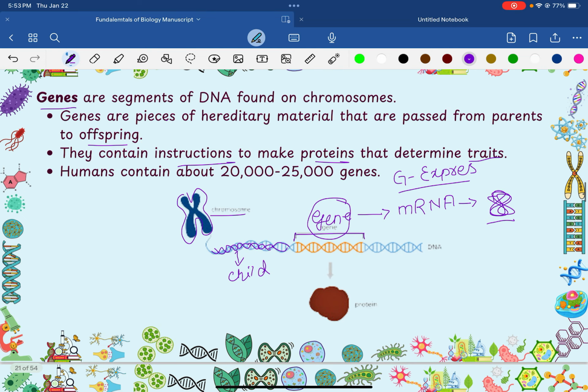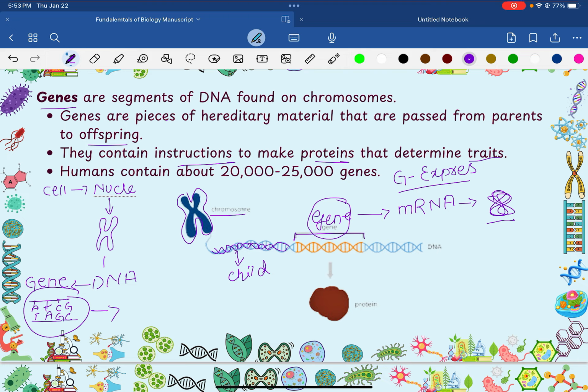So we have a chromosome. First of all, we have a cell. Inside the cell, we have a nucleus. In the nucleus, we have the chromosome. When we open up the chromosome, inside this chromosome, we get our DNA. And in DNA, we have a gene. For example, the gene could be of your eye color. For example, A, T, C, G, T, A, G, C. So this could be the gene of your eye color.